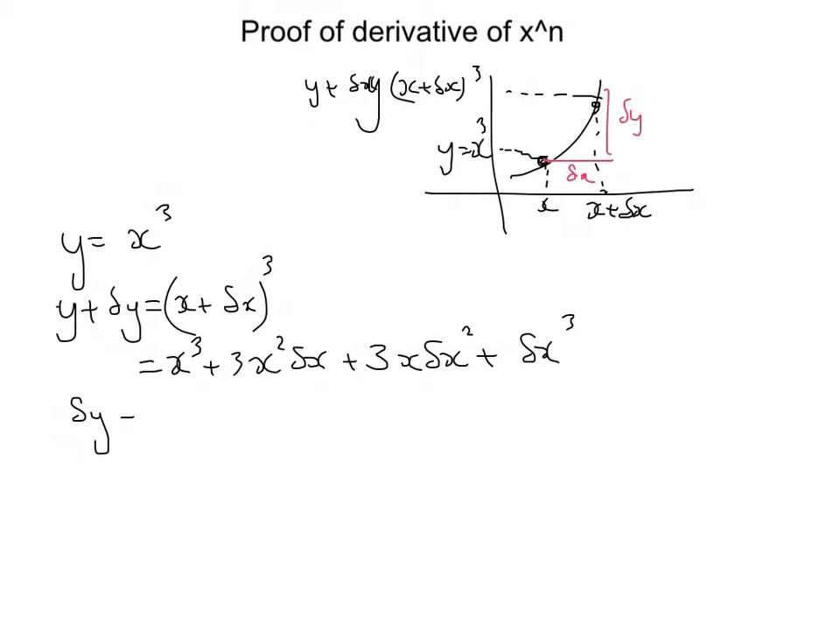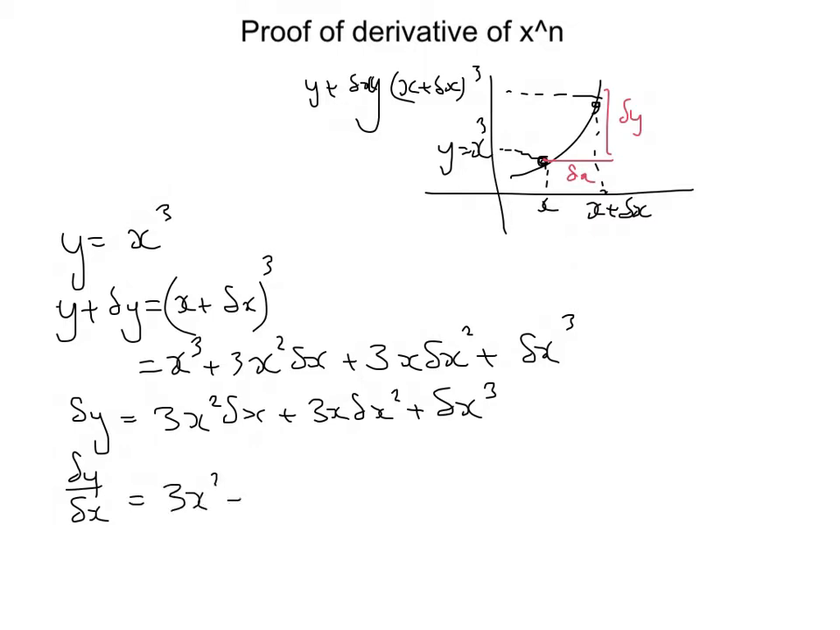So delta y, if we take the y off both sides, gives us 3x squared delta x plus 3x delta x squared plus delta x cubed, which means delta y by delta x is equal to 3x squared plus 3x delta x plus delta x squared. And now we take the limit as delta x tends to 0, and we find that all we get left is 3x squared, because this one's gone and this one's gone, because delta x is going to 0.